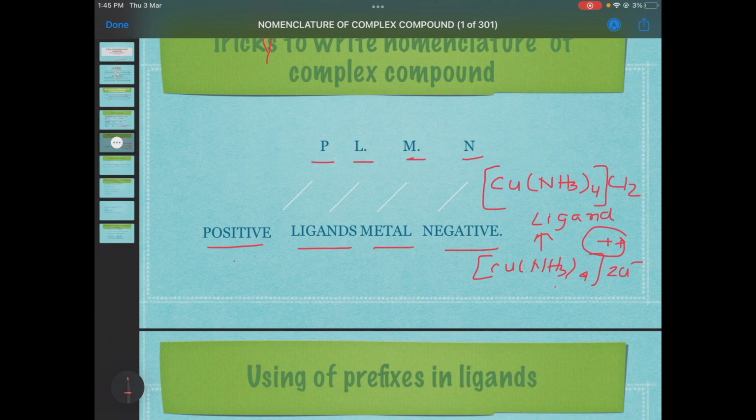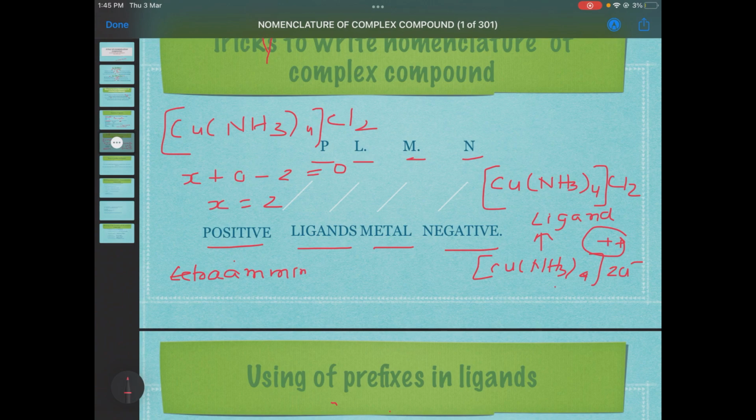the negative part. Say for example, if I take Cu(NH3)4 Cl2. So what is it? X plus 0, because a neutral ligand has 0 oxidation state, minus 2 is equal to 0. So X becomes 2. Okay, so what should we name it? You will write tetraamine. Please be sure about this one.